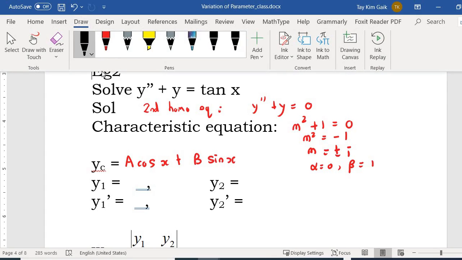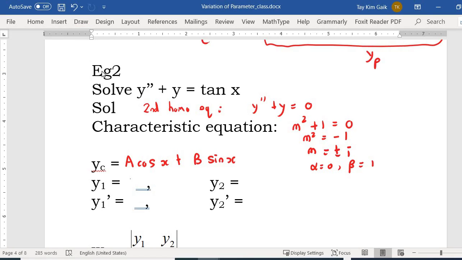So from yc, eliminate your a, that will be your y1. So your y1 is cos x. And then the y2 will be sin 1x only. So in this case, y1 is only cos x. Differentiate y1 is negative sin x. y2 is sin x. Differentiate your y2, you get positive cos x.